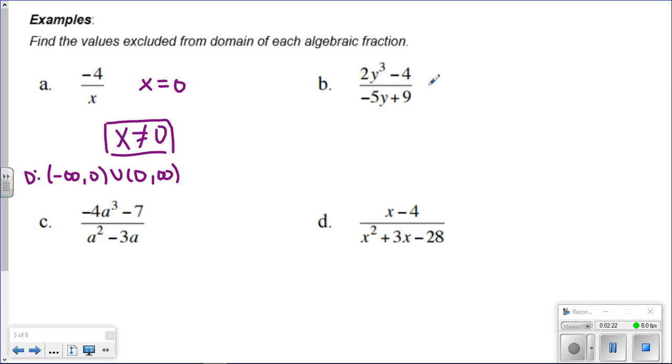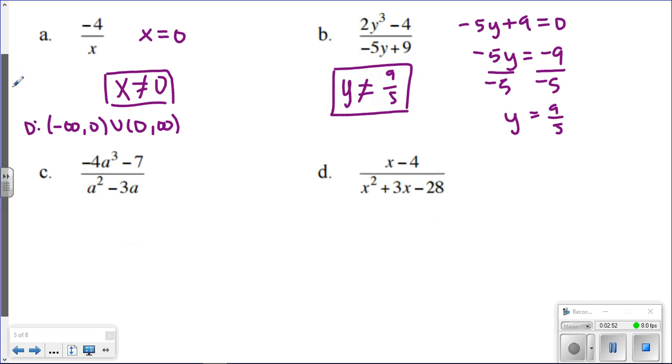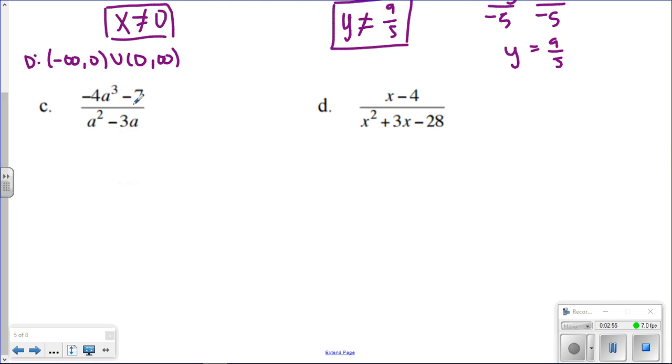All right, for the next one, we're going to take negative 5y plus 9, set it equal to 0, and solve for y. So I'm going to subtract 9 from both sides, and then divide both sides by negative 5. So I get y is equal to 9 over 5. So that means my domain, y, cannot equal 9/5. There's my answer to that one. And we put the little slash through the equal sign. That just means cannot equal. All right, let's look at the next one.